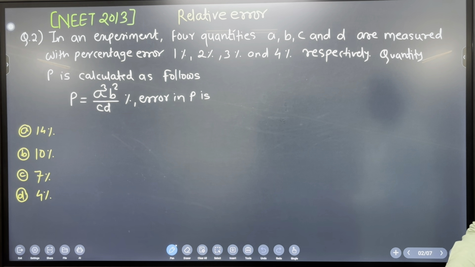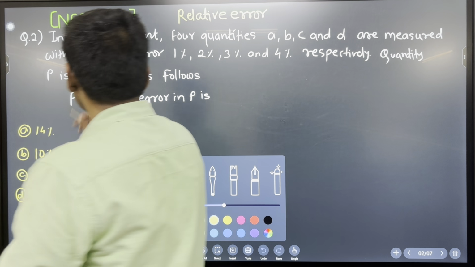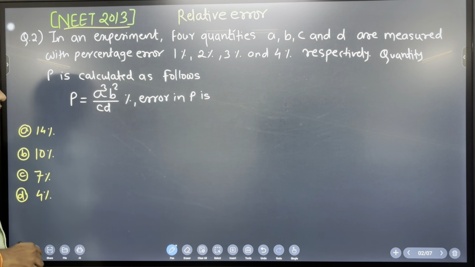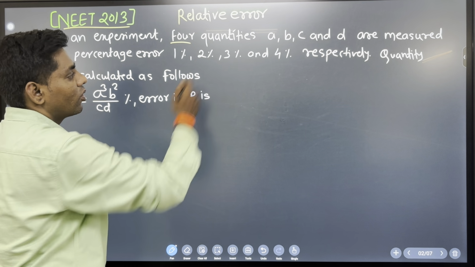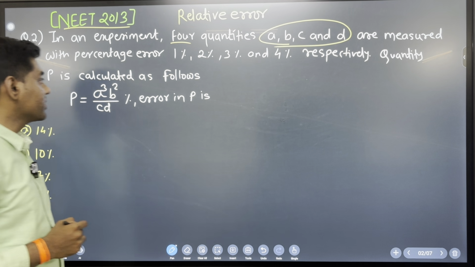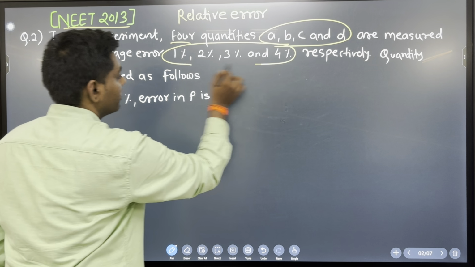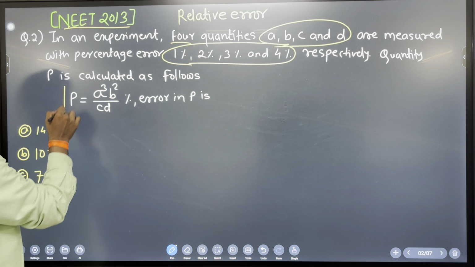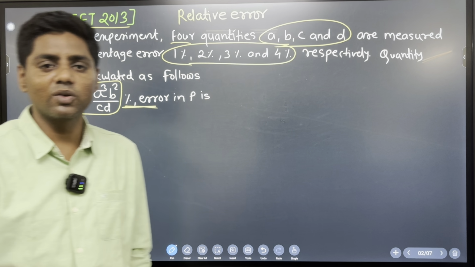So the next question is again asked in the NEET 2013 examinations. 2013 में पूछा है, question is very easy, we have to read. In an experiment, 4 quantities A, B, C, D are measured with percentage errors, सबका percentage error दिया है 1, 2, 3, 4 percentage respectively. Then the quantity is given and we have to calculate the percentage error in the physical quantity P.